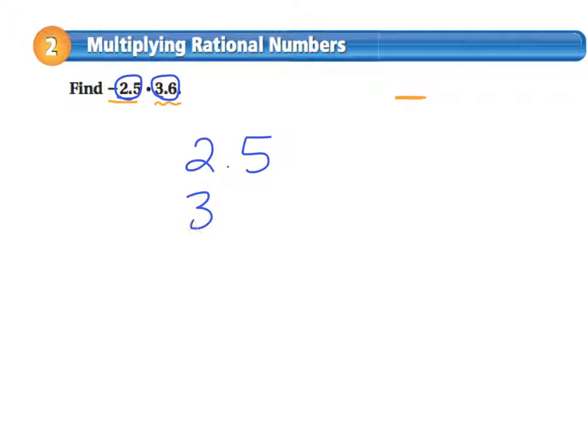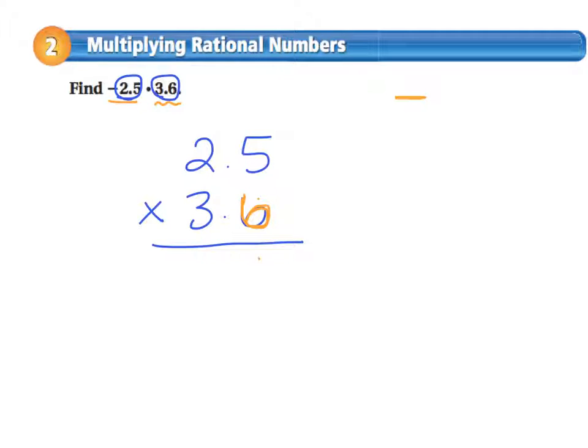2.5 times 3.6. In this case, when you're multiplying decimals, they don't have to line up the dot. But in this one instance, they do. But it doesn't always happen like this. Then we go ahead and multiply like we did on the last slide. Start with my 6 and multiply.